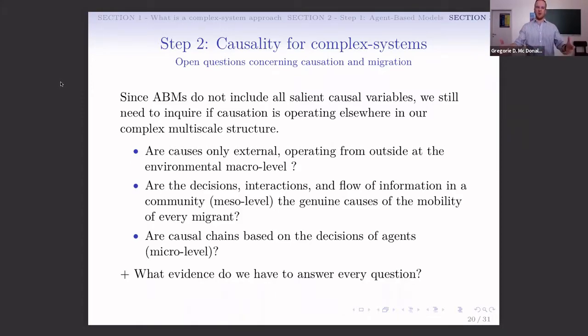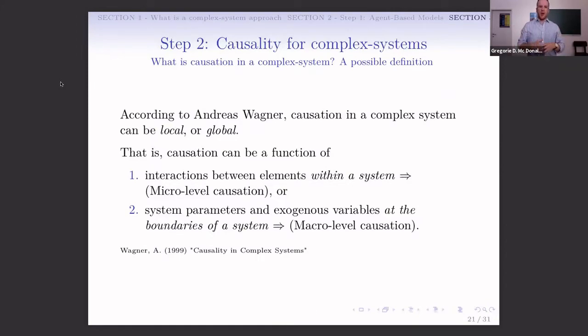If we inquire, given a causal hypothesis related to a specific scale in our multiscale structure, what evidence do we have, so to say, to confirm those hypotheses? So there's a very interesting proposal defined by Andreas Wagner in a paper of 1999, and he tackles very explicitly the question of what could be causation in a complex system.